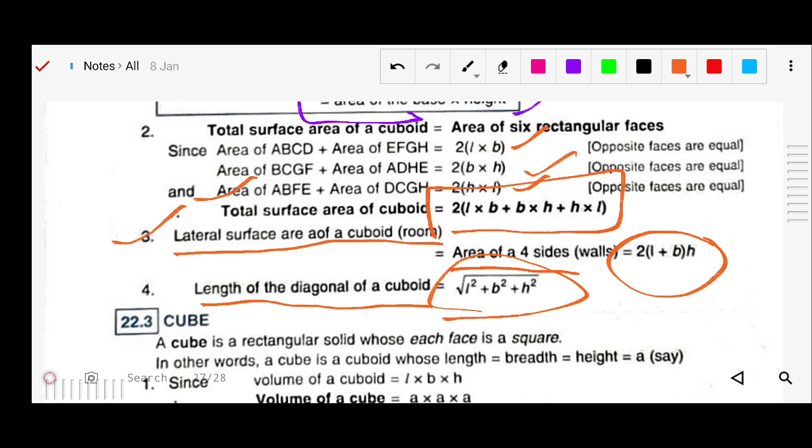4 side walls. So that is the 4 side wall area, 2 into (L plus B) into H, right? So that is the lateral surface area.